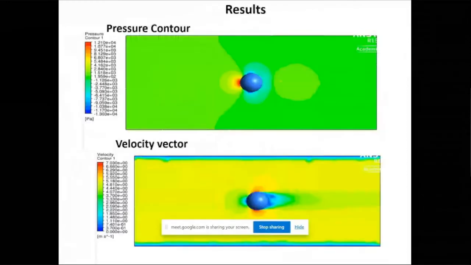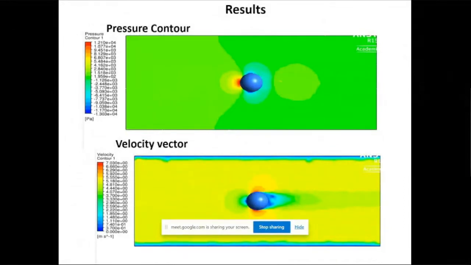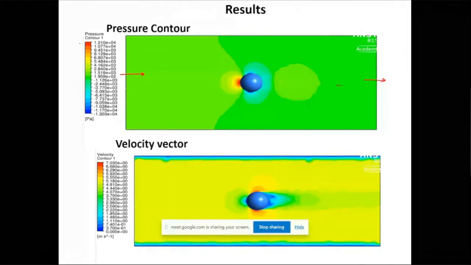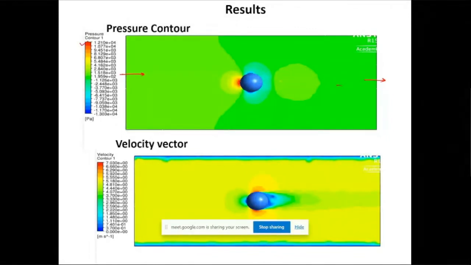Then here you can see the results. This is the inlet and this is the outlet. Here you see, once the air is hitting this sphere, the pressure is increased. That is called the stagnation pressure, where the velocity is zero. Here you see the velocity is zero in this range, and here we are getting the maximum velocity. So there you can see there are chances of separation at this particular point, and again there is a wake formation after this region.